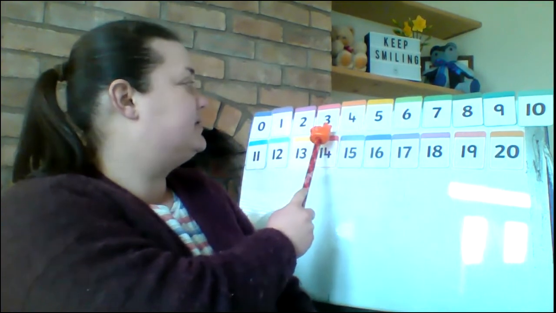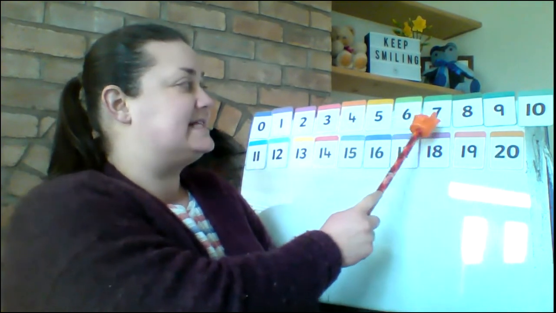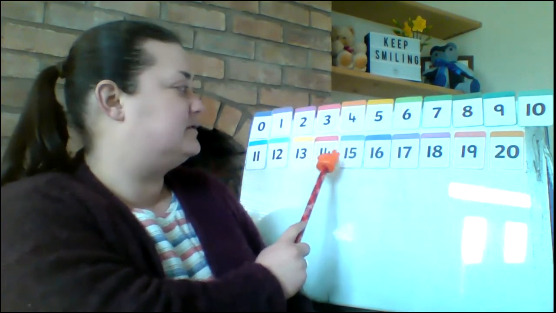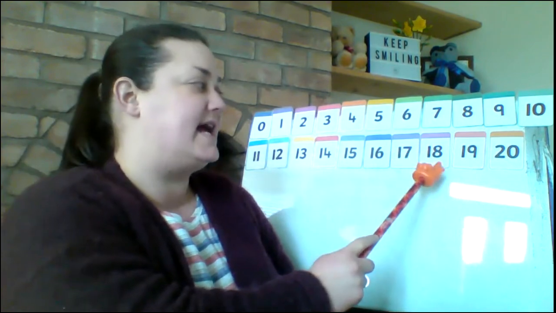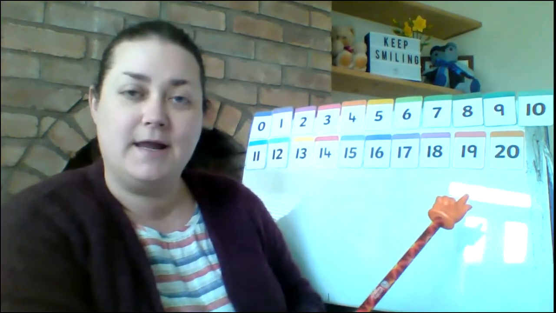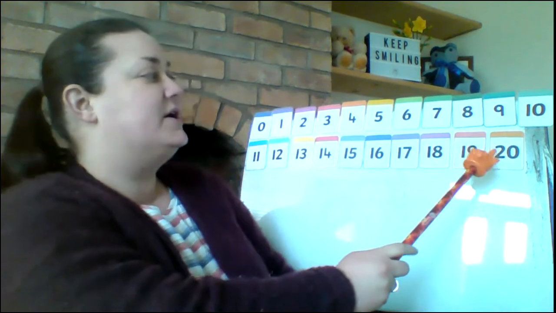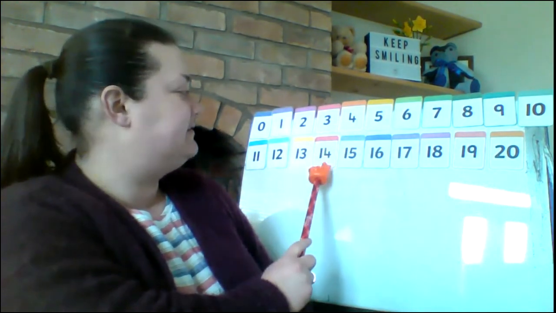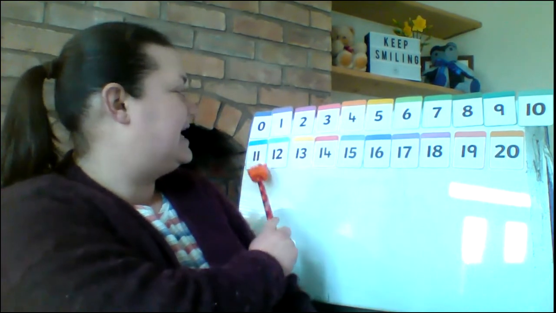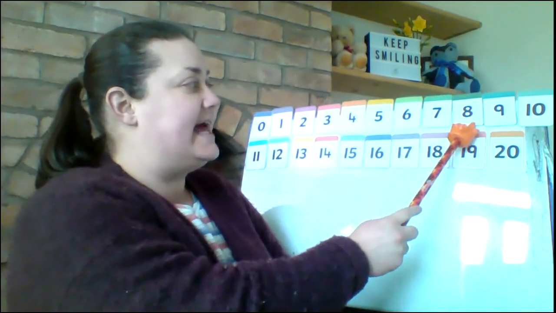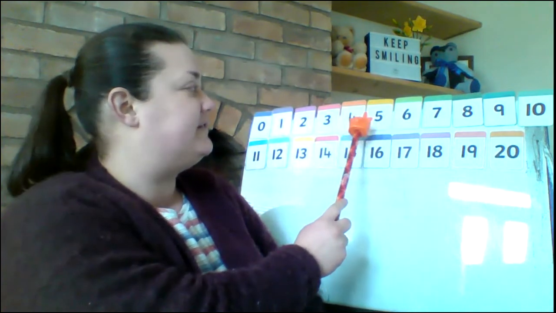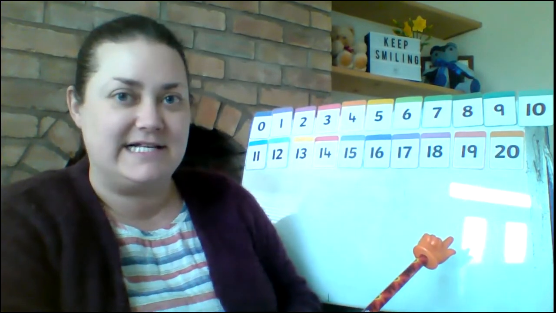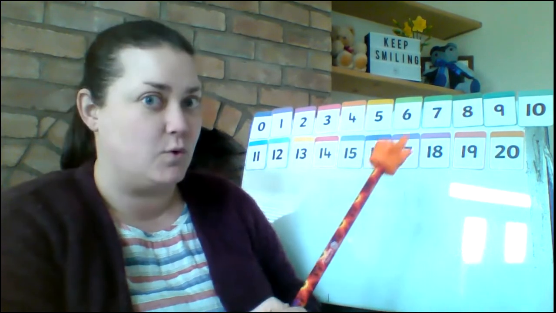0, 1, 2, 3, 4, 5, 6, 7, 8, 9, 10, 11, 12, 13, 14, 15, 16, 17, 18, 19, 20. Are you ready to go back down? Good. 20, 19, 18, 17, 16, 15, 14, 13, 12, 11, 10, 9, 8, 7, 6, 5, 4, 3, 2, 1, 0. This time I want you to count up, count forwards in ones.